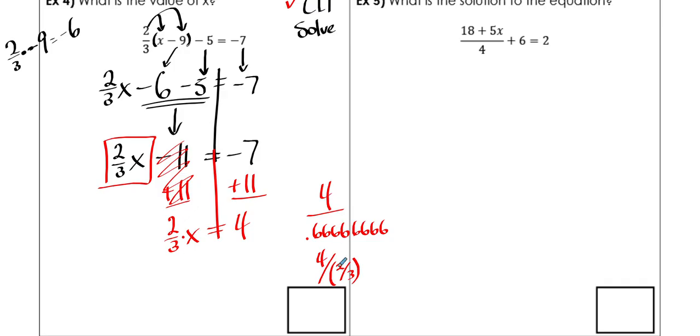Any of these work. You could do either of these two, or what I'm going to teach you is that you multiply by this fraction flipped upside down. So we're going to multiply by 3/2 into both sides. Those cancel each other out, and that gives us that x is 6.